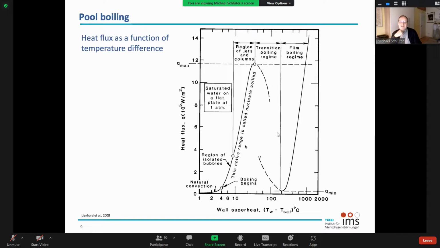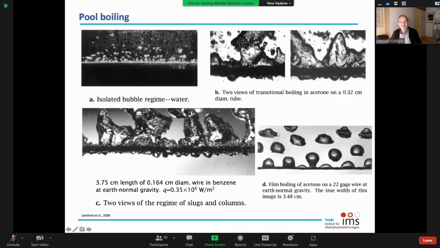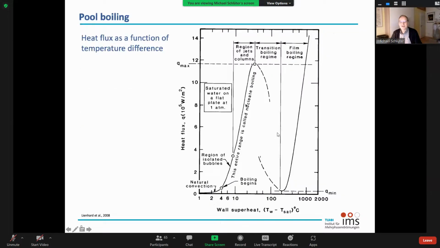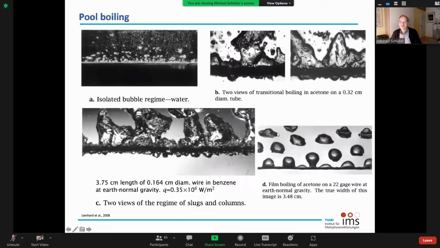So this entire range here is called the nucleate boiling regime. Here we have isolated bubbles. So this was the first regime. This is a regime that looks like this. And here we have the region of jets and columns. So this is a region that looks like this here.